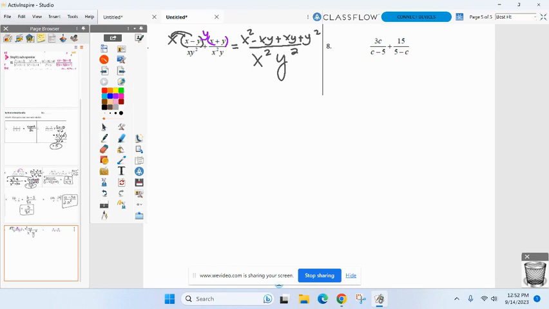Or yx, either way. Do you see the two middles canceling? Whether you wrote yx or xy, do you see how one's negative, one's positive? So they're going to cancel. So here's what I think I'm left with, but we'll talk. X squared plus y squared over.